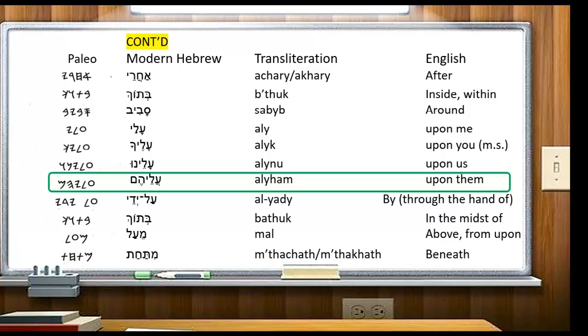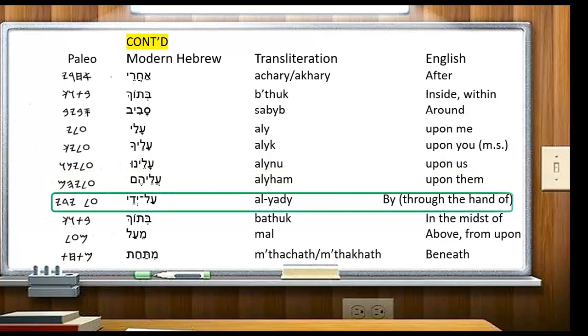Then we have al yadi, al yadi or al yidi. This is by, something that is carried by. So it's through the hand of. So by. So this was brought here by. And so the word by in that context would be al-yidi or al-yadi.